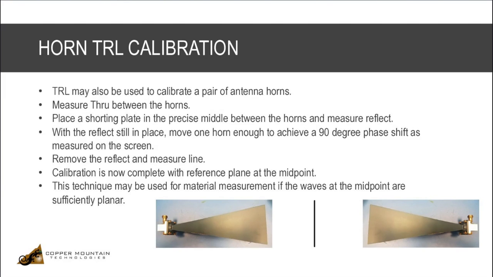Horn TRL calibration. A lot of people doing material testing are using something like this to do it. They'll take two horns, they'll have them facing each other, and that'll be the through. Put a plate in between, measure both sides, and that's the short or the reflect. And then remove the reflect, move one of the horns such that there's a 90 degree change, and then that will be the line. Then you have to move it back again.